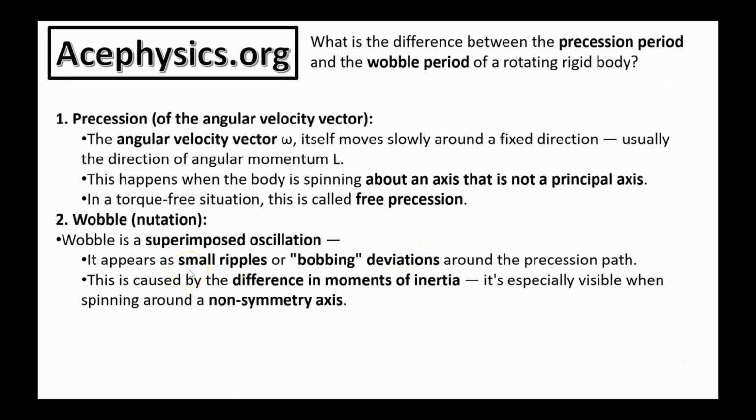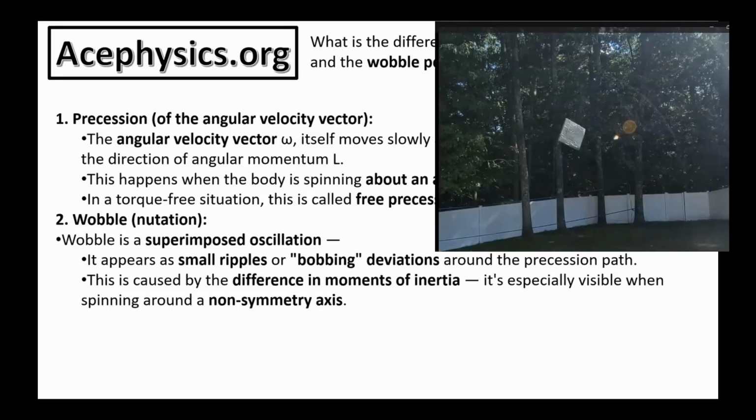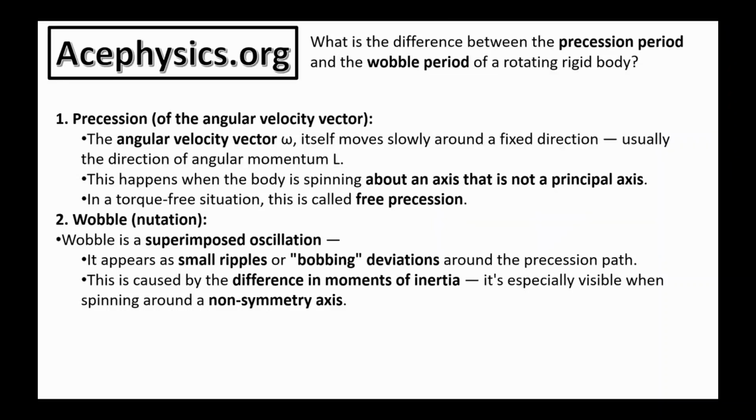Let's talk about the difference between precession and wobble frequency. Precession, also called free precession when there's no external torque, is when the angular velocity vector, omega, slowly moves around a fixed direction, usually the direction of the angular momentum vector, L. This happens when the object is spinning about an axis that is not a principal axis. Wobble, also known as nutation, is a small oscillation that's superimposed on top of the precession. It looks like little ripples or bobbing motions along the precession path.